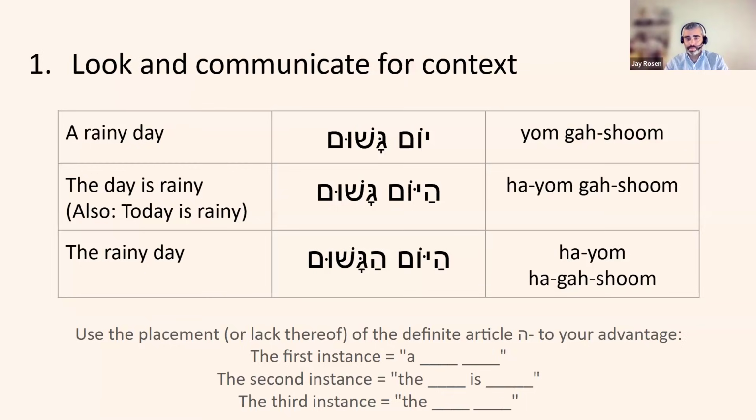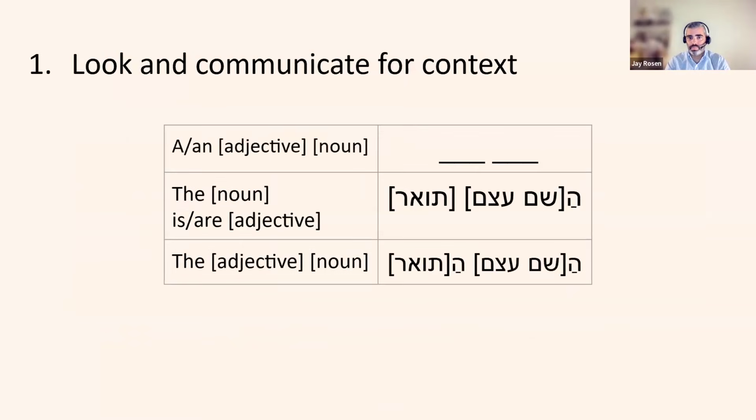Okay? So what do we look at here? If you want to say in Hebrew "a" or "an" plus adjective and noun, a rainy day, a blustery day, a stormy day, a good day, right? In Hebrew, it's going to be the shem etzem, which means noun, followed by the toar. I didn't write that here, but you understand what I mean, right? A rainy day: Yom, shem etzem, noun; gashum, toar, adjective.